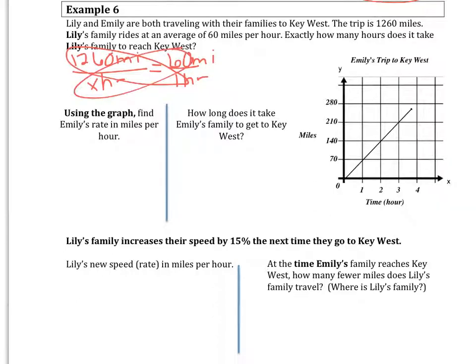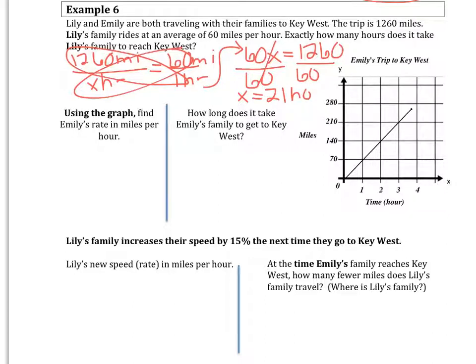So we would actually get 60x is equal to 1,260. To solve for x, I will divide by 60, and I get an answer of x equals 21 hours. Now, I know it's hours because if I look back to my proportion, it was miles over hours, miles over hours. So that's how long it would take Lily's family to reach Key West.